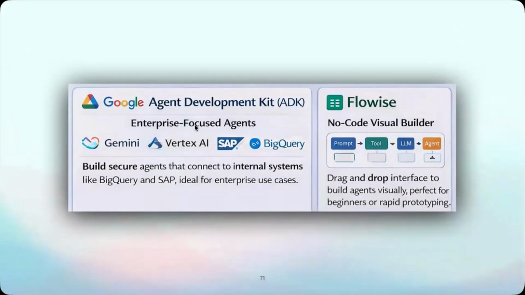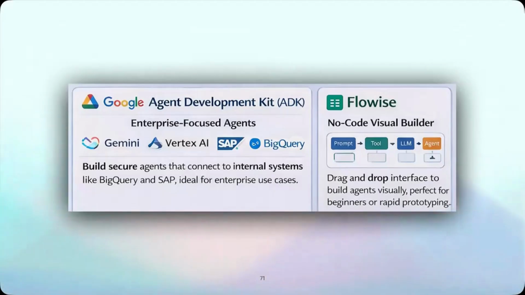Google's Agent Development Kit, or ADK, is another powerful option, especially if you're working with the Google Cloud ecosystem. It connects directly with Gemini models, Vertex AI, and enterprise systems like BigQuery and SAP. This framework is ideal for enterprise use cases where agents need secure access to internal data and must follow strict governance and security standards. Then there's Flowwise, which is perfect for beginners or anyone who prefers a visual approach.